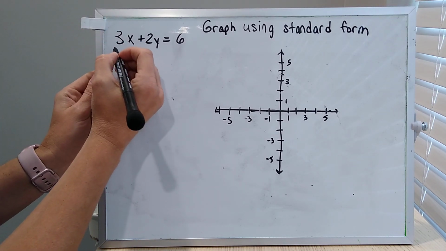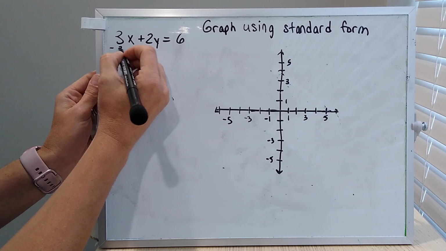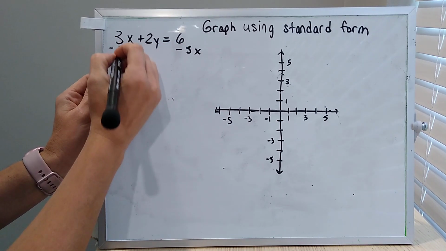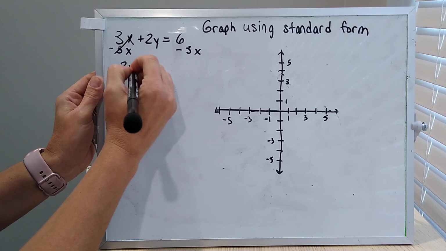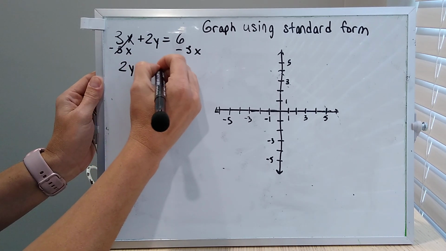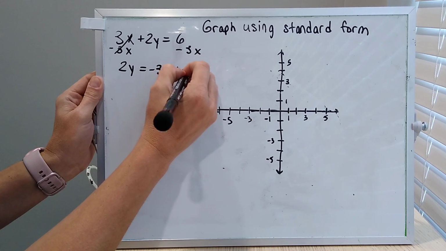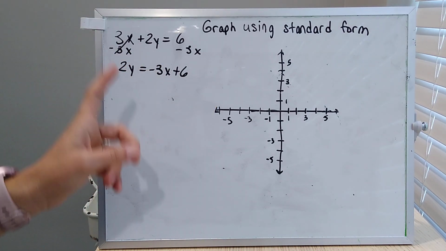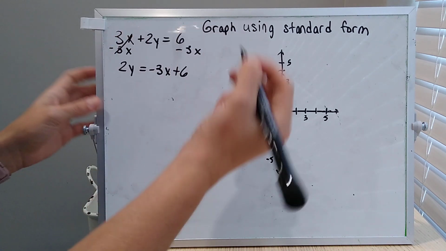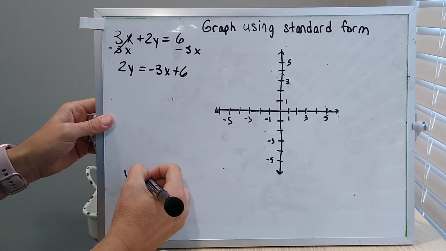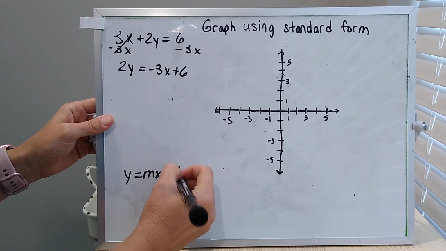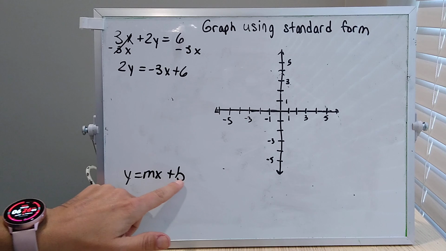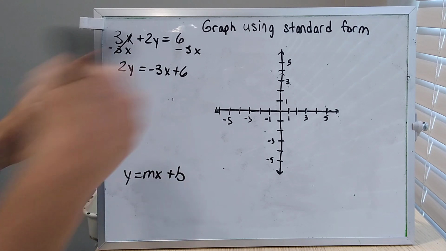So what we're going to do, first I'm going to subtract 3x from both sides. So I'm left with 2y equals negative 3x plus 6. I did that for a reason. For standard form, you want y equals mx plus b, okay? M is your slope and b is your y-intercept.